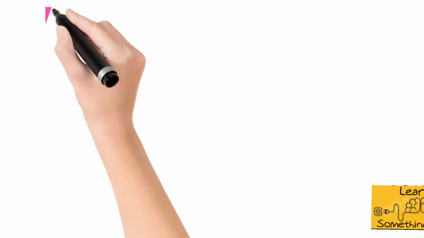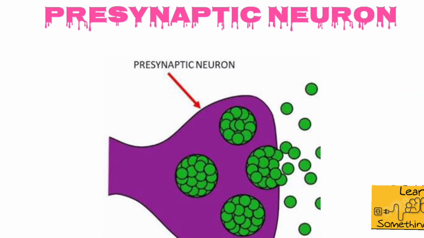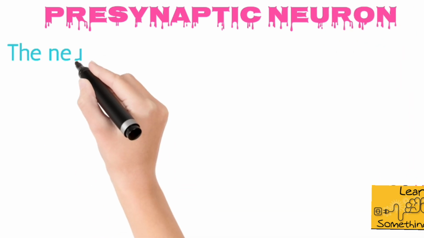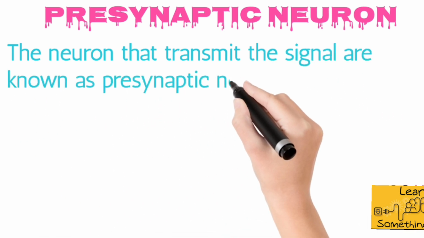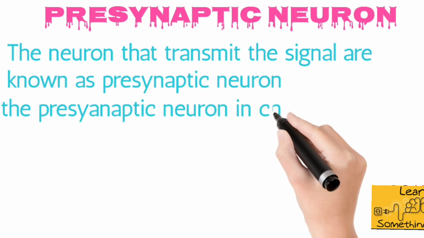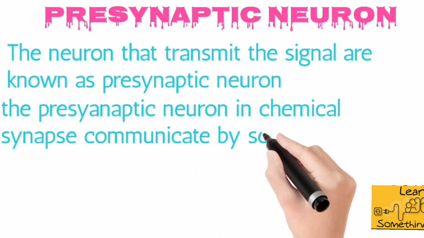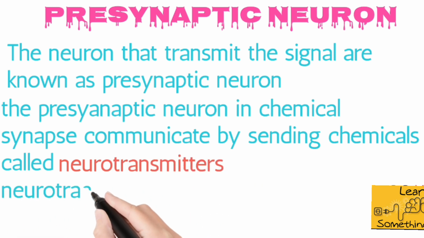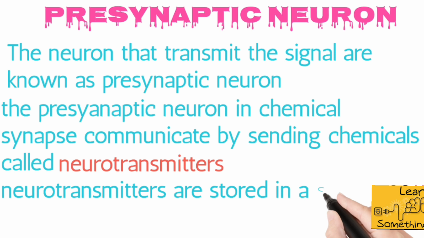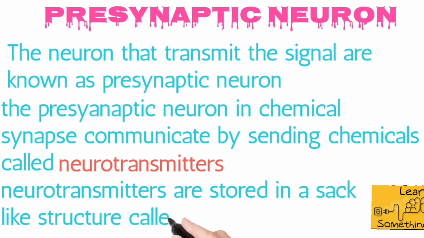So let's begin by discussing the presynaptic neuron. Presynaptic neurons are those neurons that transmit the signal to another neuron. Before moving ahead with the explanation of the presynaptic neuron, I would like to tell you all that in synapses, the transmission of impulses takes place in the form of chemicals. And the chemicals that help neurons communicate with each other are known as neurotransmitters. These neurotransmitters in the presynaptic neuron are stored in a sac-like structure called vesicles.